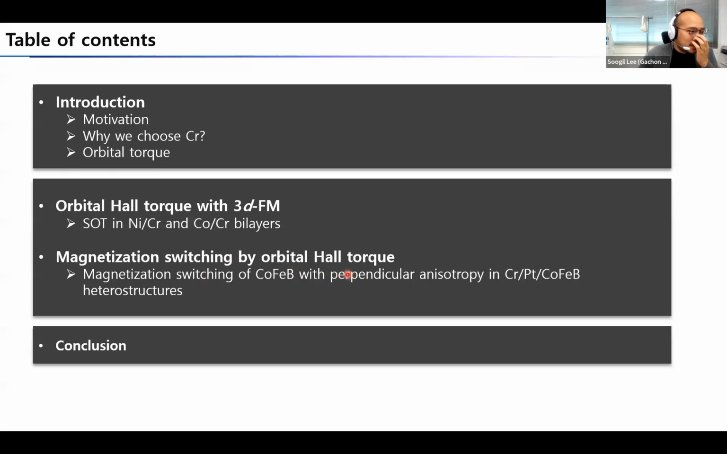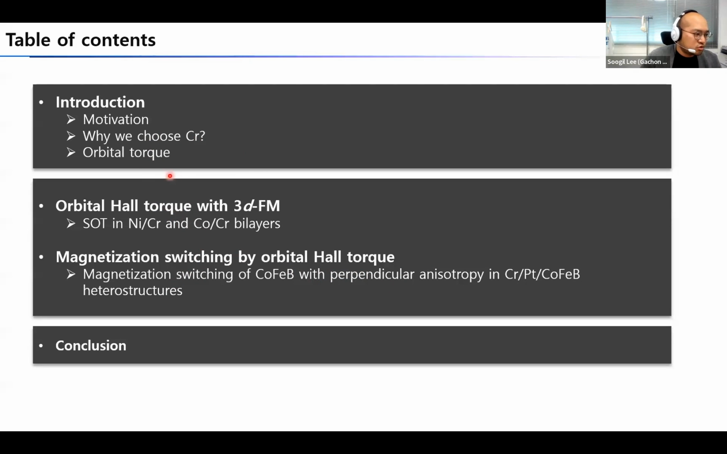Okay, let's start. This is the table of contents of my talk. First, I would like to talk about a brief introduction, such as our motivation, why we select chromium as the source of the orbital current, and how to make the spin orbit torque from this orbital current. Next, I would like to share the main experimental results, which are related to the orbital-to-spin conversion and the associated spin orbit torque. In other words, we call it orbital Hall torque. My main research results consist of these two parts.